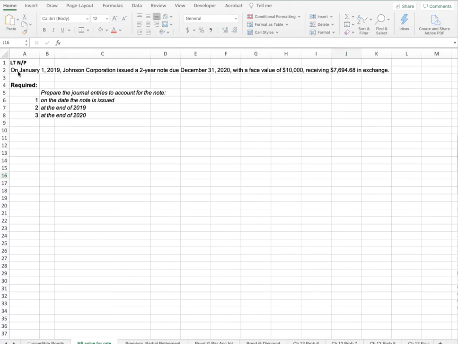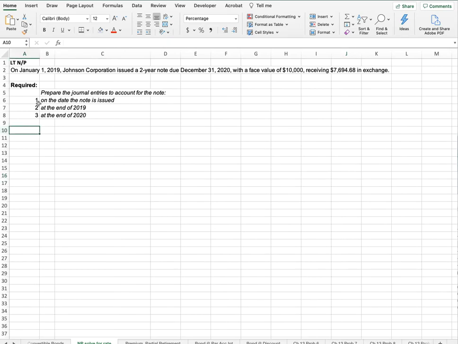Looking at a long-term notes payable, we have on January 1st, 2019, Johnson Corp issued a 2-year note due December 31st, 2020 with a face value of $10,000, receiving $7,694.68 in exchange. Prepare the journal entries to account for the note on the date the note is issued, at the end of 2019, and at the end of 2020.